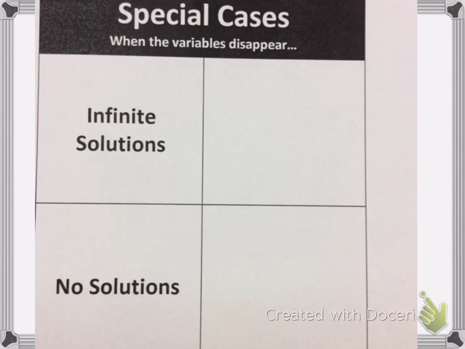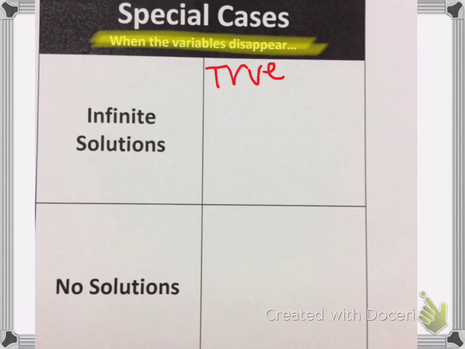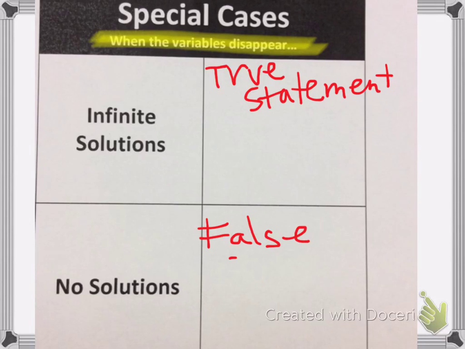So sometimes when we're solving systems of equations, we have special cases that happen when our variables disappear. When our variable disappears and we get a true statement, then our answer is infinite solutions. When our variables disappear and we get a false statement, then that would be no solution. So let me tell you what that means, a true statement or a false statement.